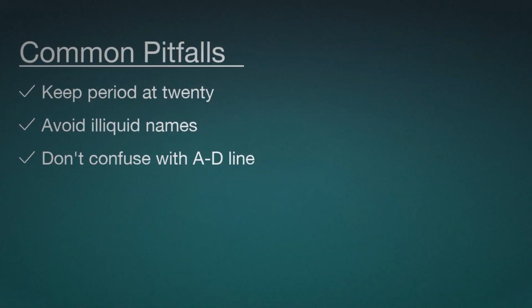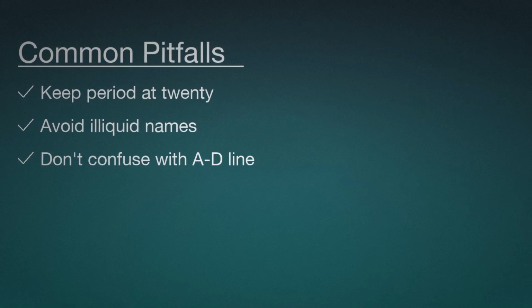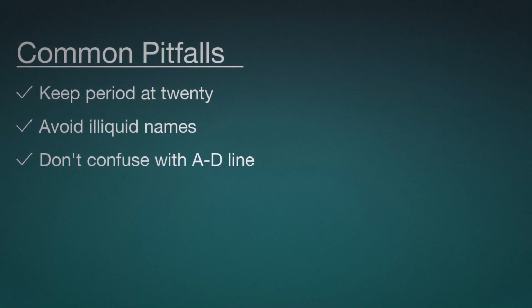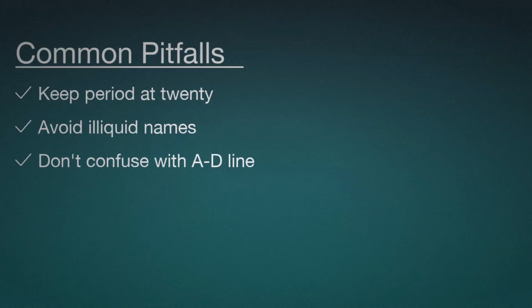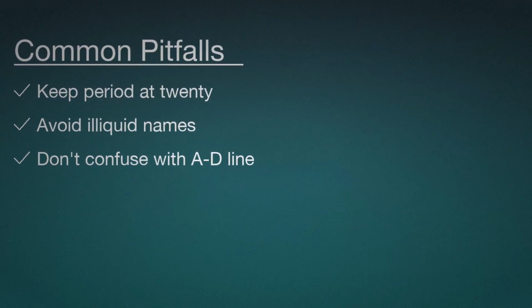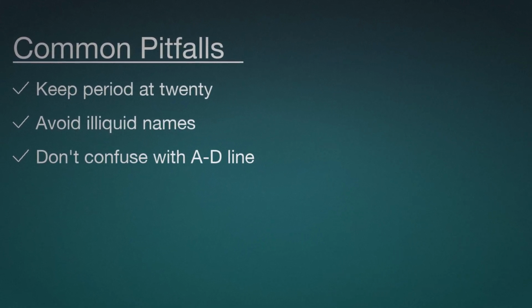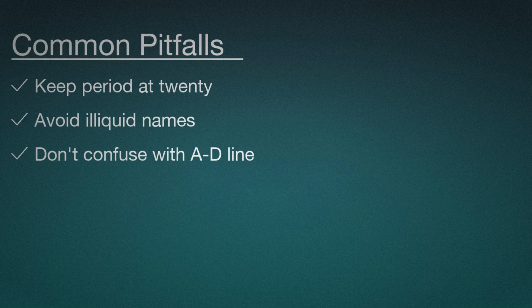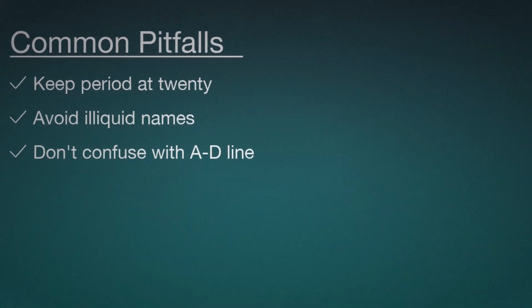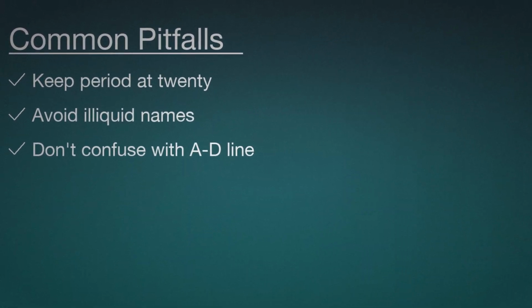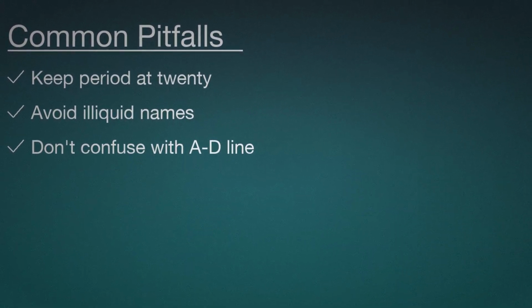3 pitfalls to avoid. First, don't shorten the period below 14 looking for sensitivity. You'll trade noise. Second, don't use CMF on illiquid instruments. The volume input has to be trustworthy. Third, don't conflate CMF with the Chaikin oscillator or the accumulation distribution line. They share DNA but behave differently.